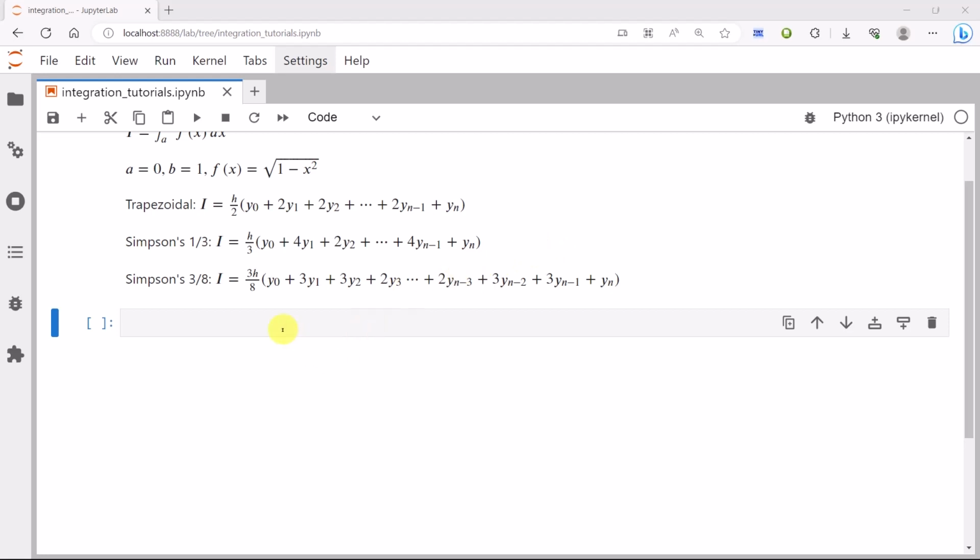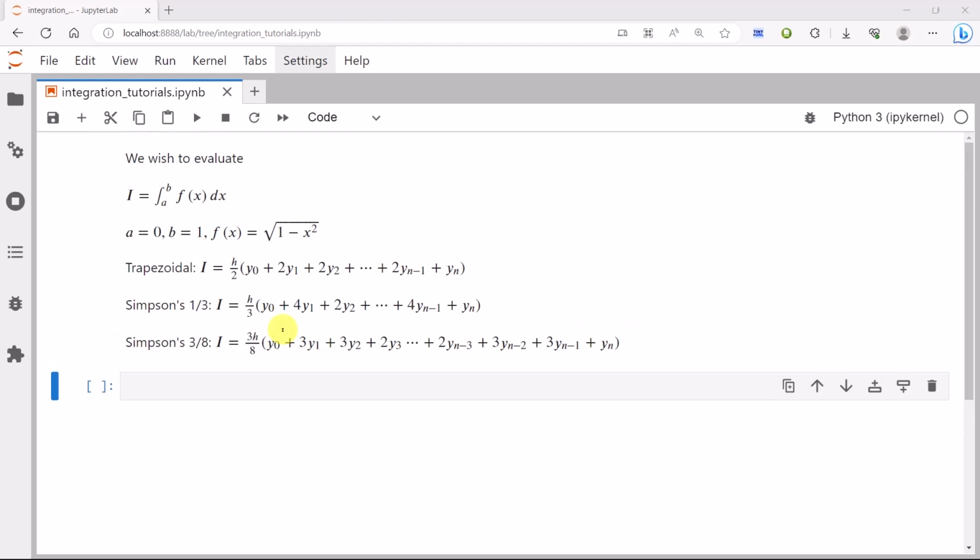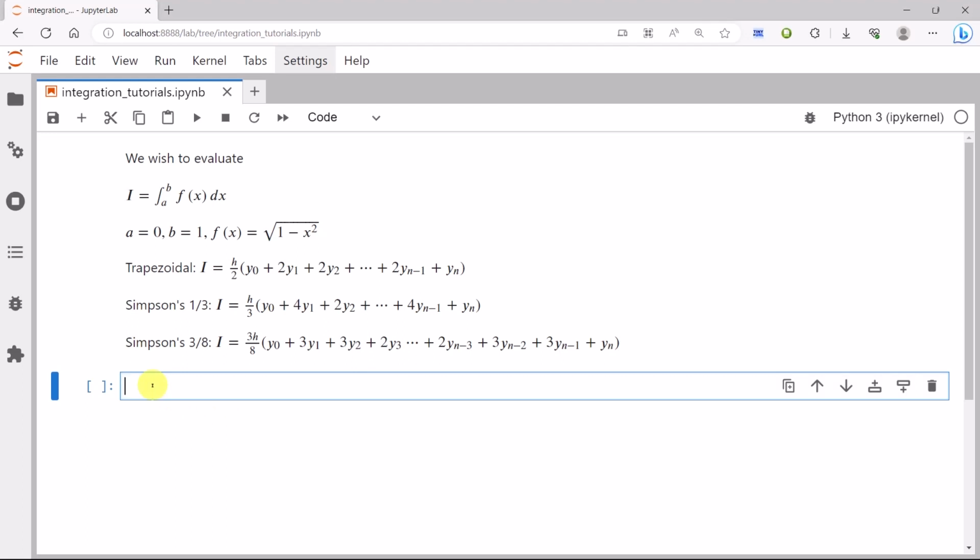Okay, I am writing this program in Python. We are in the Python 3 kernel. You can see it here. But you can write the program in your own language. There is no problem. So let's start writing the program.